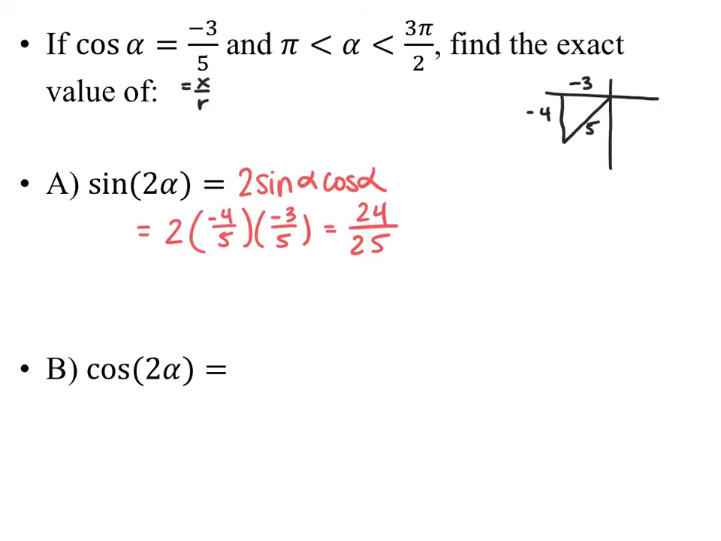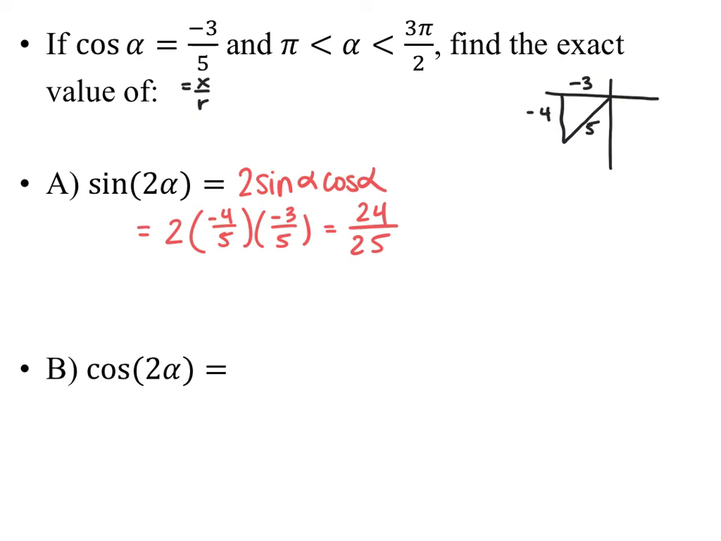The first thing I did is I drew my triangle in the 3rd quadrant because it tells us that alpha is between pi and 3 pi over 2. We know cosine is x over r, so x is negative 3 and r is 5. And then this is a 3, 4, 5 right triangle, so that means that y has to be negative 4. Sine of 2 alpha is equal to 2 sine alpha cosine alpha, where sine of alpha is going to be y over r, so negative 4 over 5. Cosine of alpha, what they already gave us, is negative 3 over 5. Then multiply this together, and you end up with sine of 2 alpha to be 24 over 25.